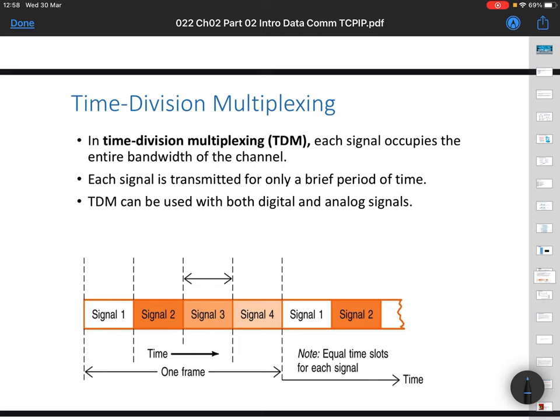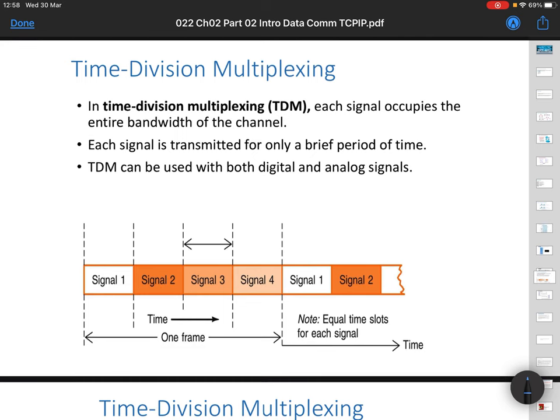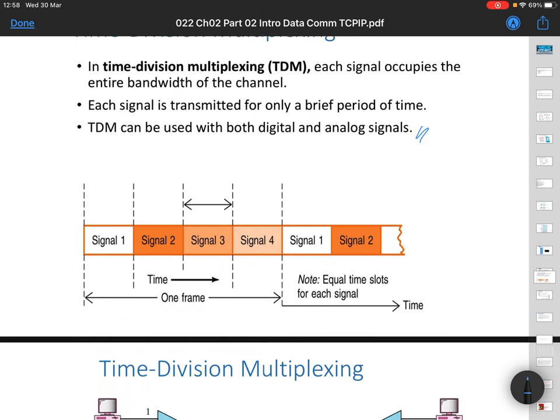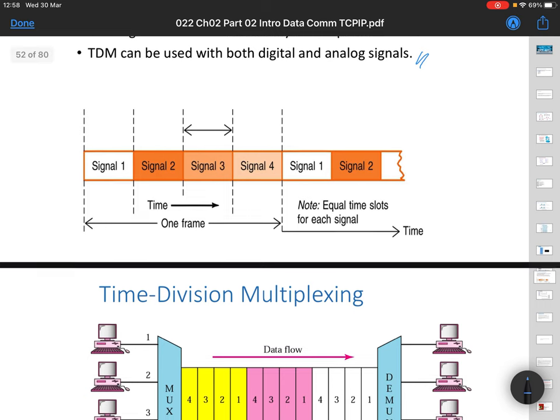Okay, so for time division multiplexing, in time division multiplexing TDM, each signal occupies the entire bandwidth of the channel. Each signal is transmitted for only a brief period of time. TDM can be used with both digital and analog signal. So this is the TDM. Signal 1, signal 2, signal 3, signal 4, signal 1, signal 2, signal 3, signal 4, and so on. Okay, at one frame, you have four different signals. Okay, and then you have another frame, 4 different signals.